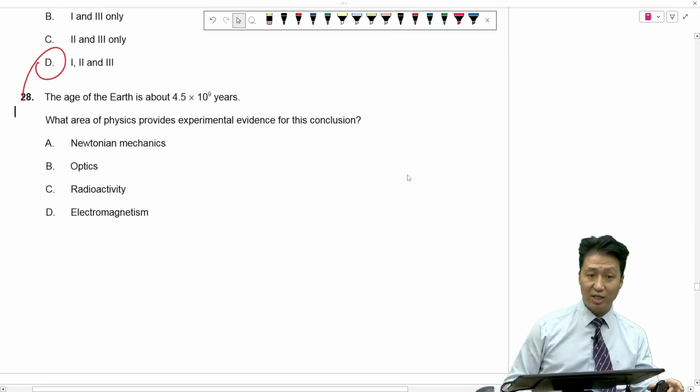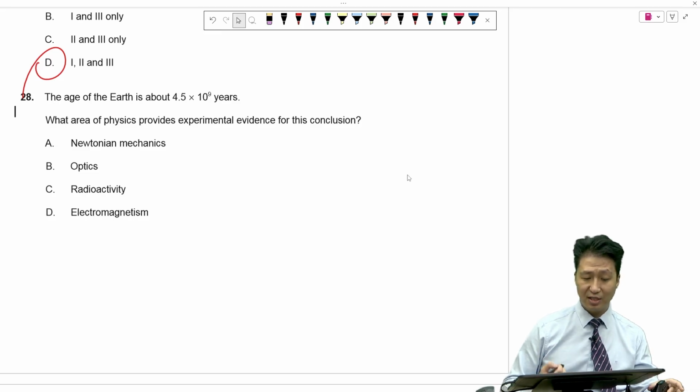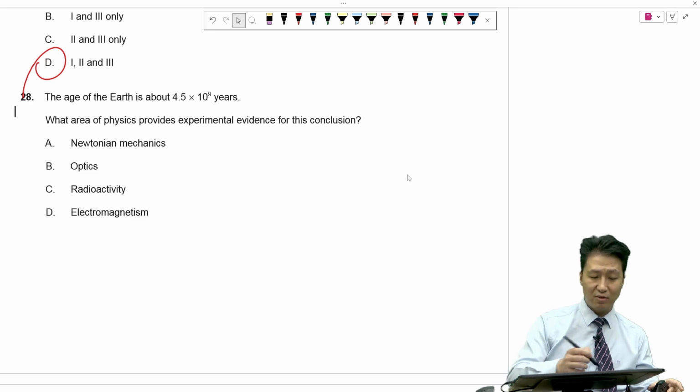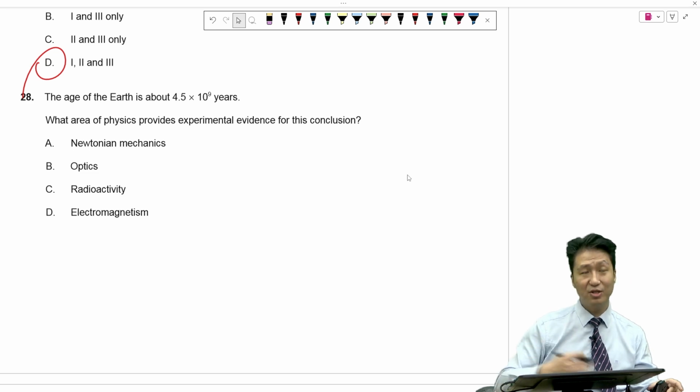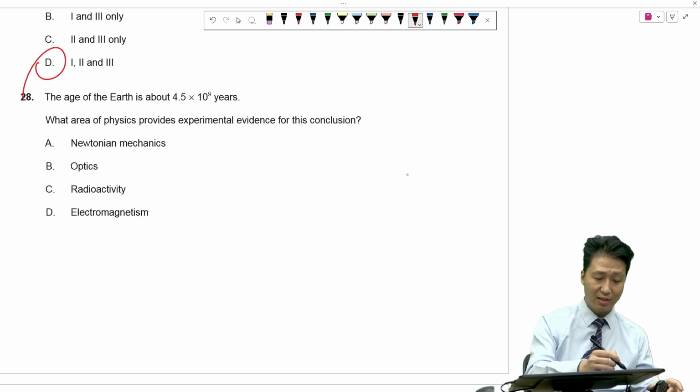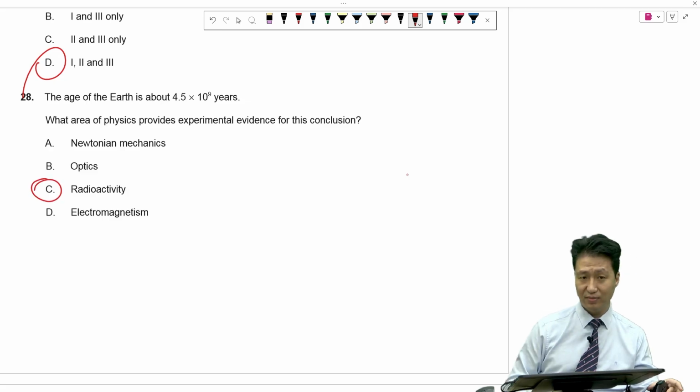Number 28. The age of the Earth is about 4.5 times 10 to the 9 years. What area of physics provides experimental evidence for this conclusion? Remember, half-lives are very useful when you want to measure time. So the answer should be C, radioactivity.